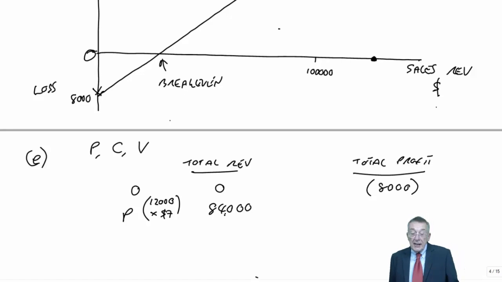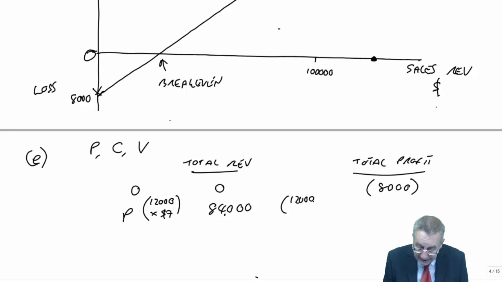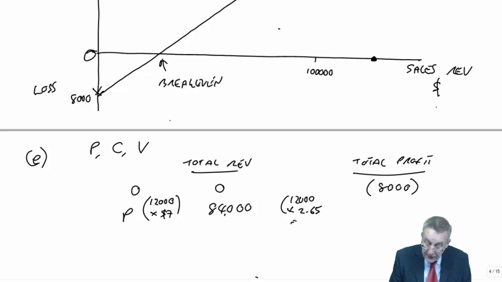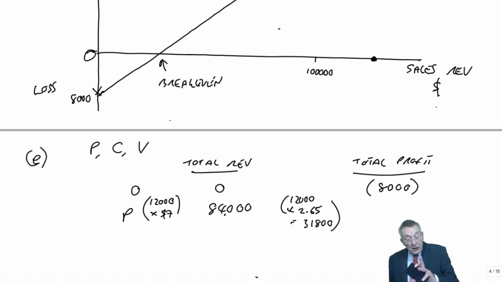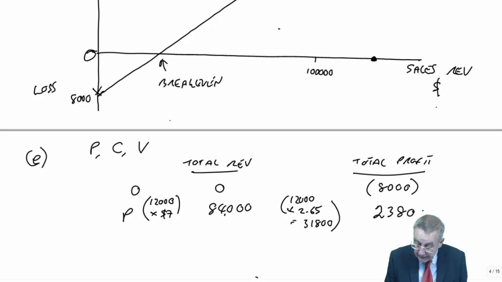We've still got the fixed overheads, obviously, but that will earn us contribution of 12,000 times $2.65. So the contribution we earn, 12,000 times 2.65 is 31,800. And so what happens to our profit? We've got 31,800. Fixed overheads are 8,000. So the profit has now gone up to 23,800.